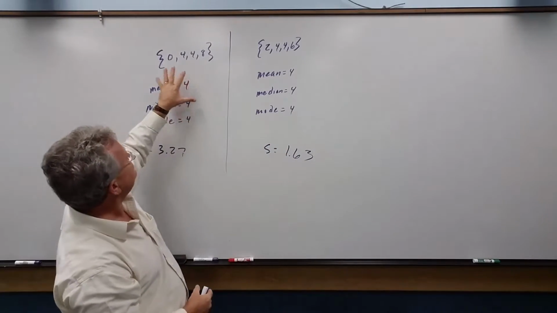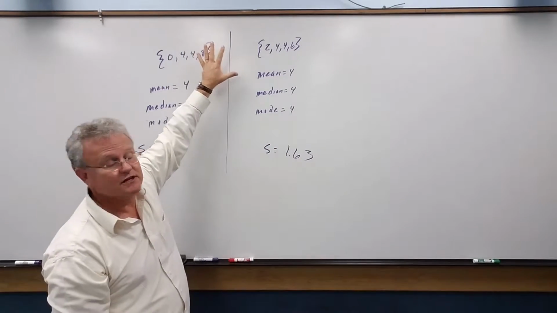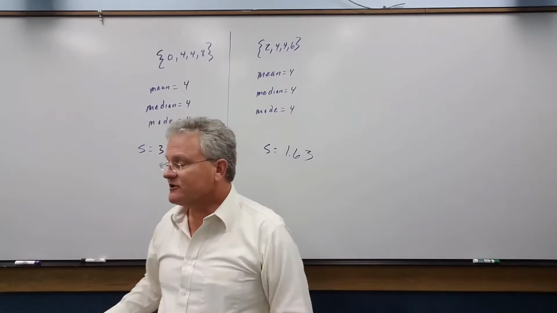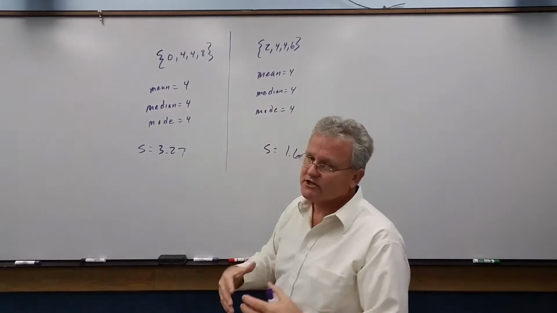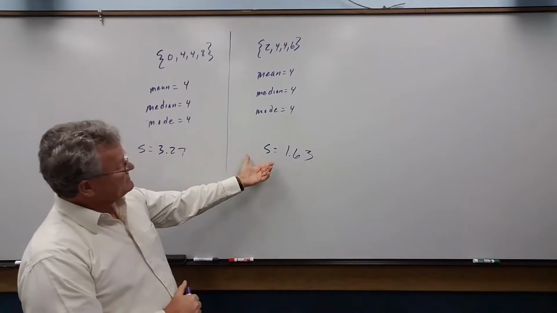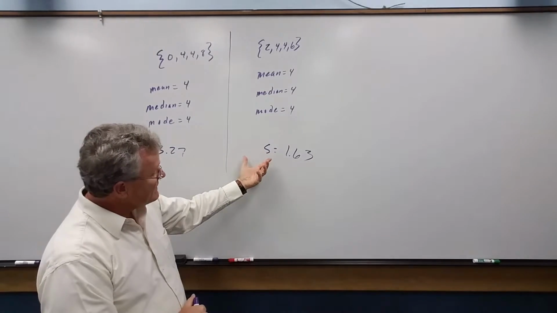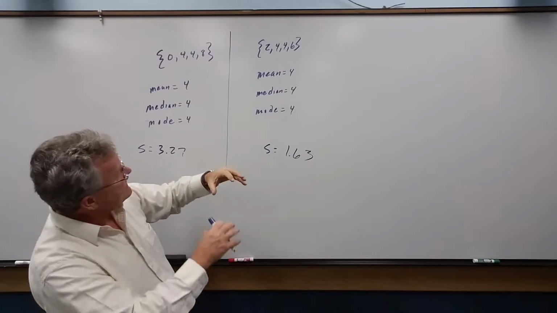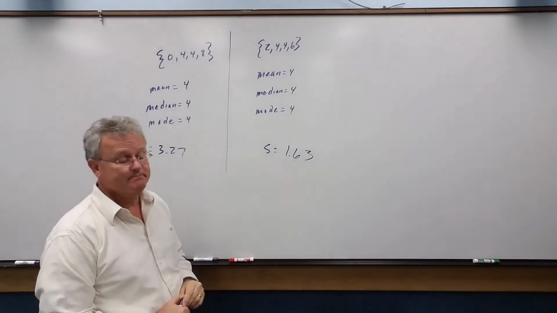But we can see just by inspection, by looking at these, that they're different data sets. So sometimes calculating just the mean, median, and mode doesn't give us enough information. All right? The standard deviation gives us more information, and we can see from the standard deviation that this one has to be more spread out than that one.